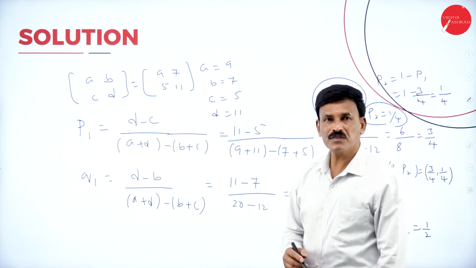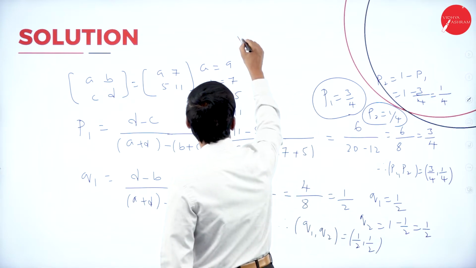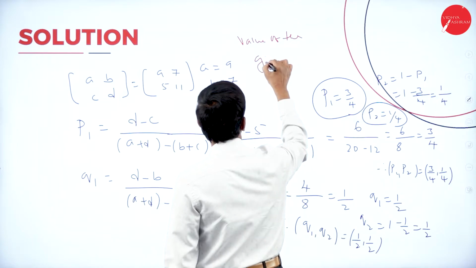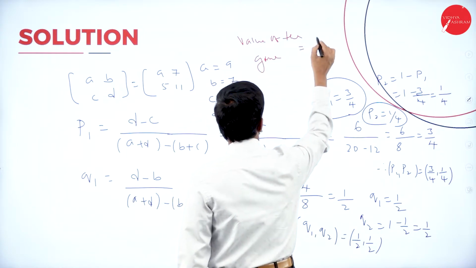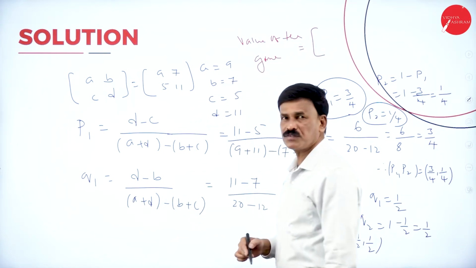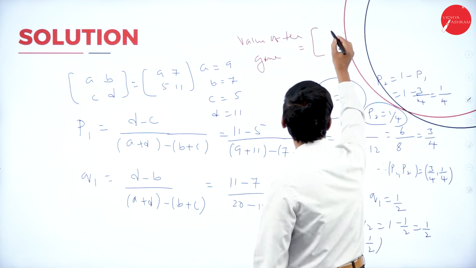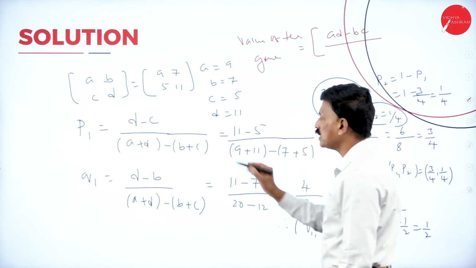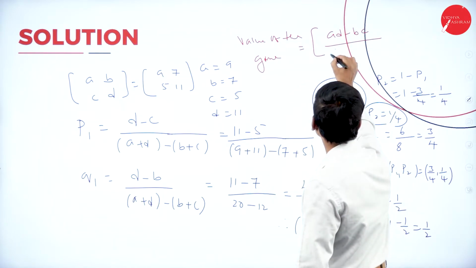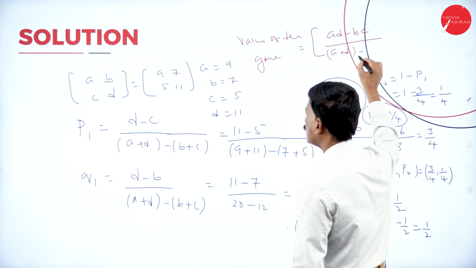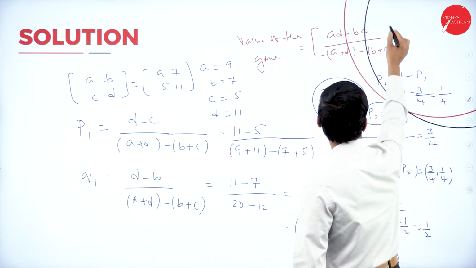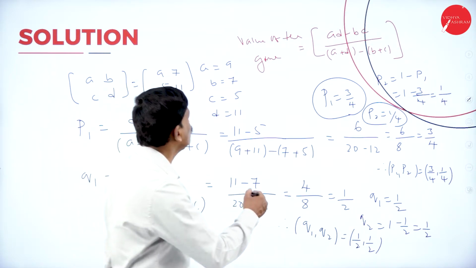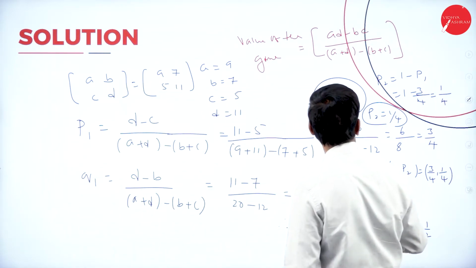Now to find the value of the game, what is the formula for the value of the game? A into D minus BC, divided by, the denominator is the same, A plus D minus B plus C. This is the formula we are going to use. Now just find out the value of the game. The value of the game is AD minus BC divided by A plus D minus B plus C.